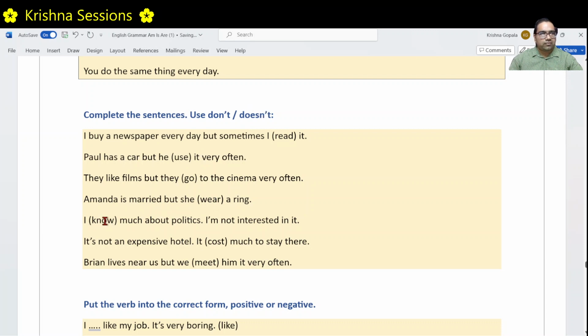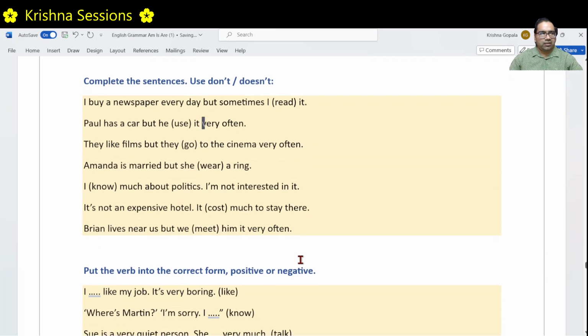I do not know much about politics. I am not interested in it. It is not an expensive hotel. It should go with does not. He, she, it does not. It does not cost much to stay there. Brian lives near us, but they do not. We do not meet him very often.